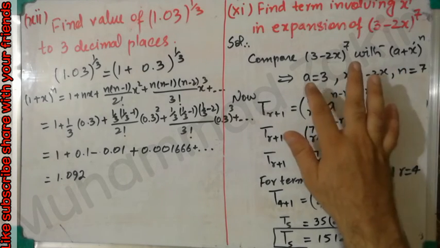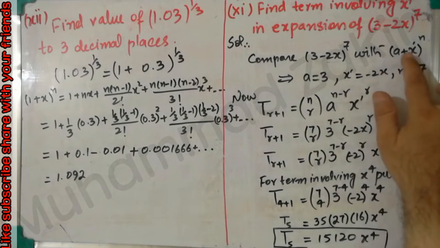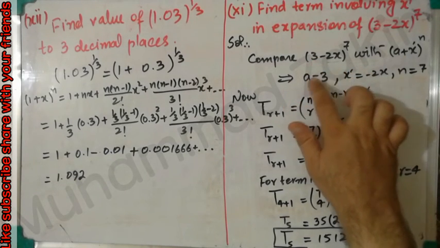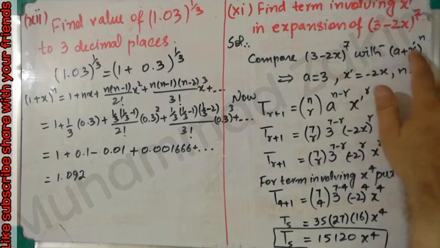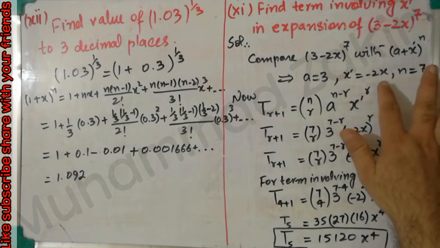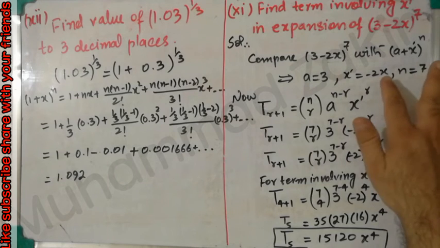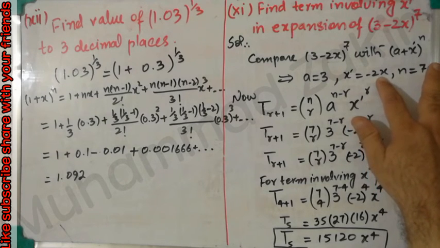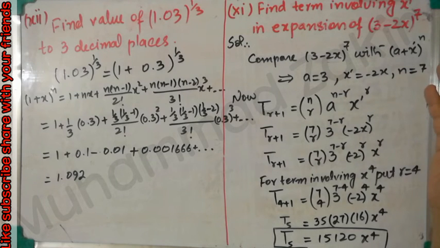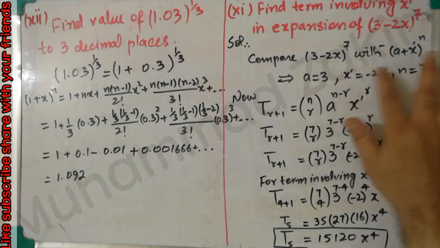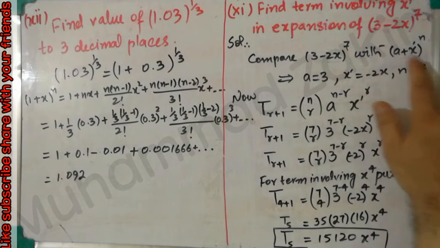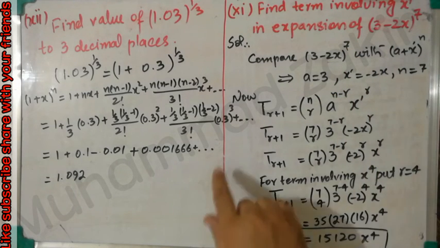If we compare these two, a has the value appearing here, which is equal to 3. Obviously, we can see x prime is equal to minus 2x. This is a very easy and basic mathematical fact that when x is multiplied by minus 2, a new value generates that is represented by x prime. In the general form it is n, in this particular form it is 7, so the value of n is 7.